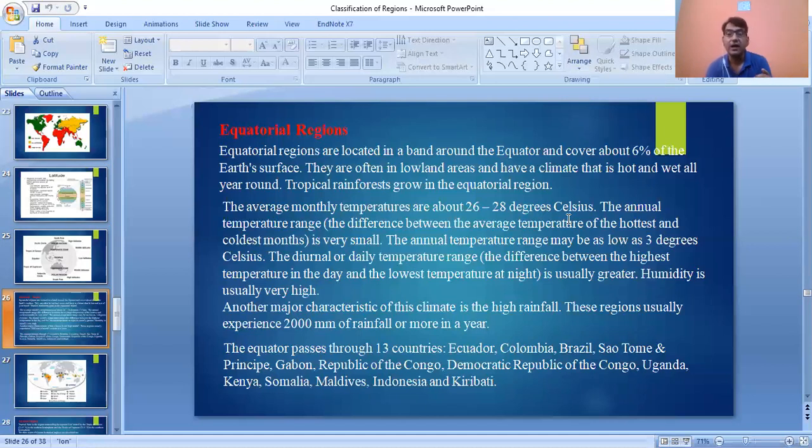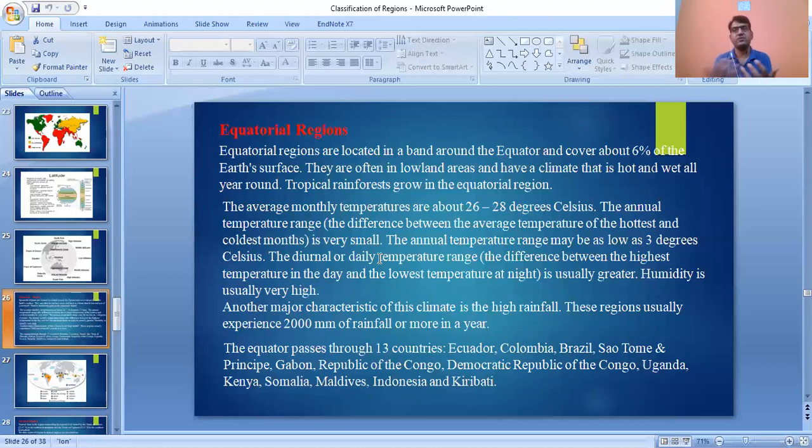Even if you look at the average temperature of these areas, the annual temperature range, the difference between the average temperature of the hottest and coldest months, is very small. It means there is no bigger contrast between high and low temperature. So mostly, I'll say, throughout the year the temperature almost remains similar.